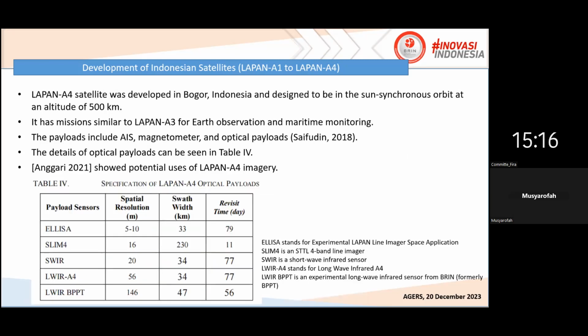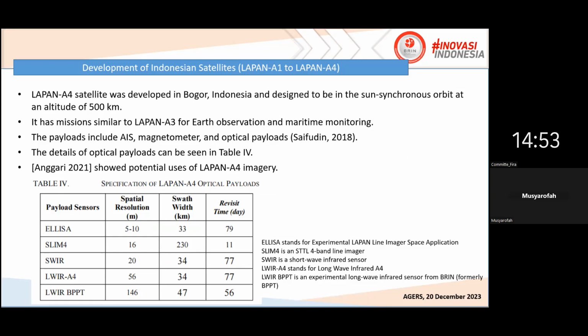This is the next generation, LAPAN-A4. It was developed in Bogor and designed to be in the same sun-synchronous orbit. It will be launched soon. It's still under development. It has a mission similar to LAPAN-A3 for Earth observation and maritime monitoring. The specification of LAPAN-A4 can be seen in table 4.